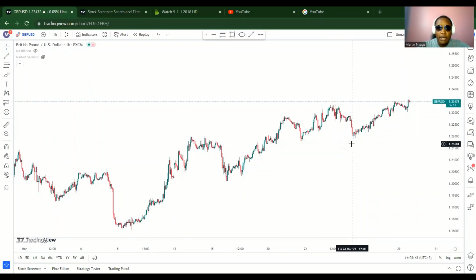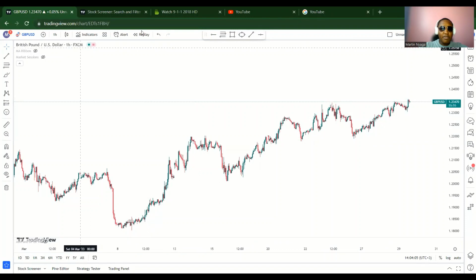Today I'm walking you through how to set up support and resistance levels as I do. This is a very interesting topic that many people really struggle with, how to put up psychological levels. So what are support and resistance levels?